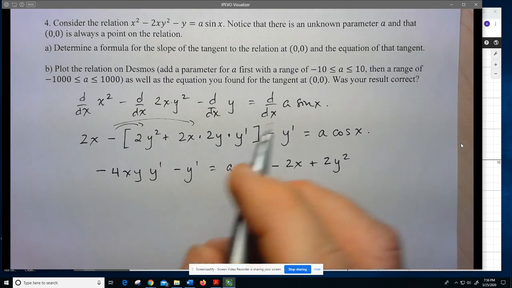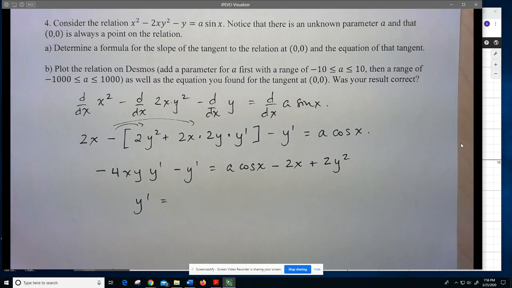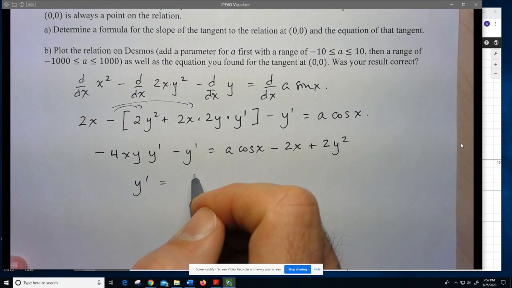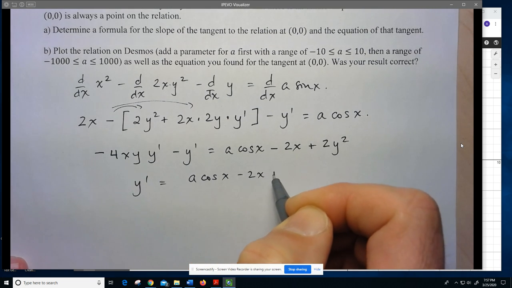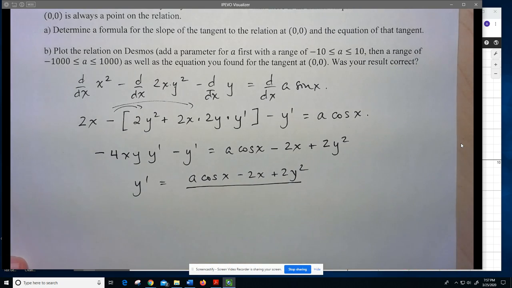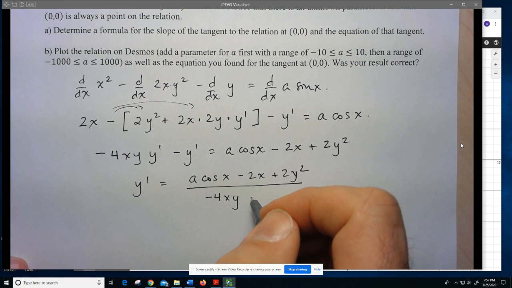All right. And then finally, I can factor out the y prime. And what am I going to have left? Negative 4xy minus 1, which I'm going to divide to the other side. You'll notice here I'm skipping steps. If you need to write these out, I would strongly recommend that you write them out. Okay, so what do we have? We have a cos x minus 2x plus 2y squared, all over negative 4xy minus 1.